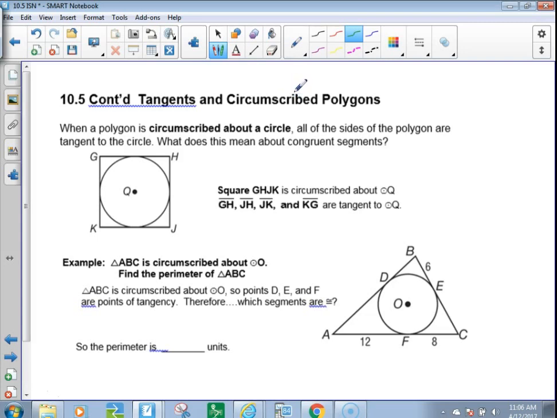Okay. Anyway, circumscribed polygons just means when you have a polygon drawn around a circle. So when a polygon is circumscribed about a circle, all of the sides of the polygon are tangent to the circle. What does this mean about congruent segments?